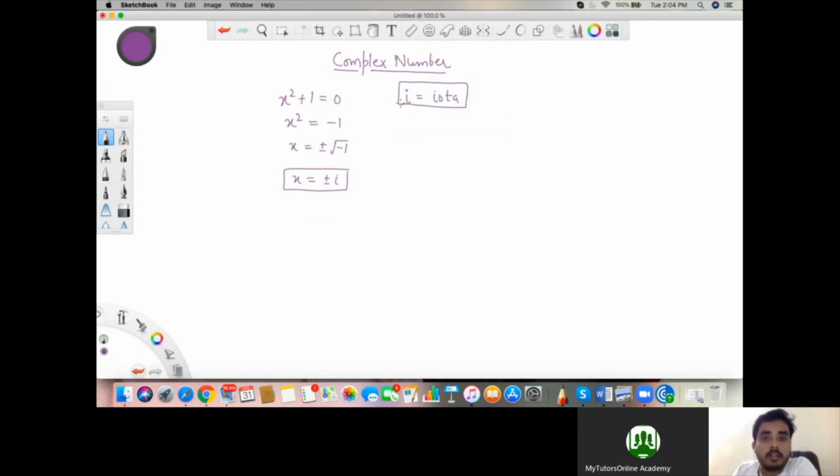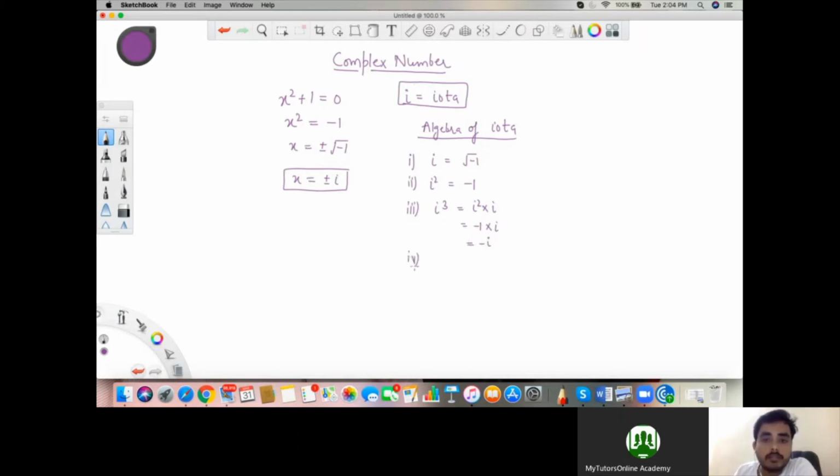Now let us understand how we can deal with iota, or what we call the algebra of iota. Let us understand some basic properties of iota. The first one is, if we have iota, that is root under minus 1, then iota square will be minus 1. Now if I talk about iota cube, I can write this as iota square into iota, hence that will be iota square, as we already know this is minus 1, minus 1 into iota, this is minus iota.